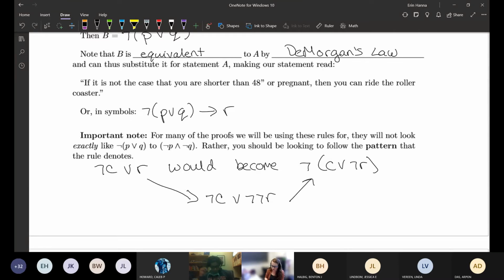Essentially, notice what I'm trying to say is that the not C or R doesn't exactly look like De Morgan's because the R doesn't have a not in front of it. But we can still use the rule. It's just that it's going to turn into a not R in the other one. So it's not necessarily going to look exactly like the rule, but you want to look for those patterns. That's one thing that really trips up a lot of people, so I just wanted to clarify that.